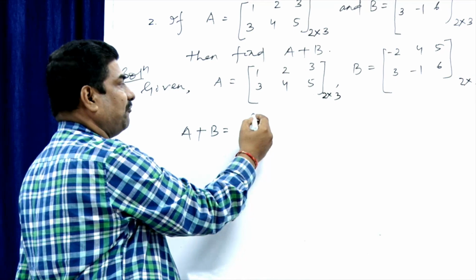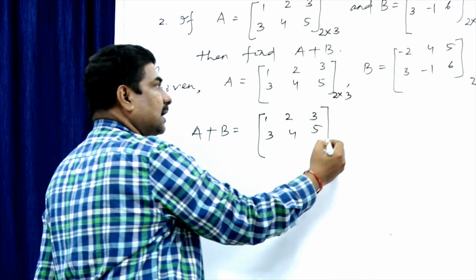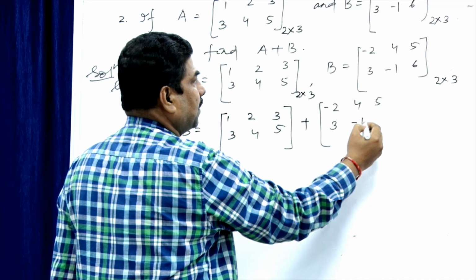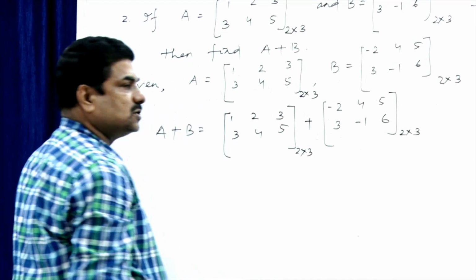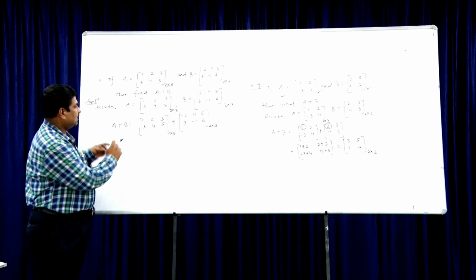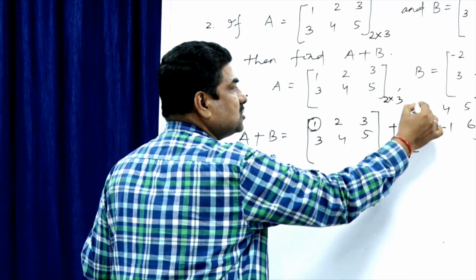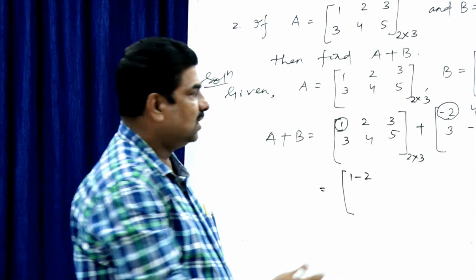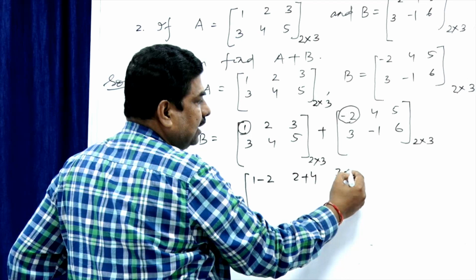So we have to find A plus B, that is [1 2 3; 3 4 5] plus [-2 4 5; 3 -1 6]. This is 2 by 3 and this is also 2 by 3, so we have to add these two. That means we have to add the corresponding elements. Here 1 plus minus 2 is equal to minus 1. Then the second element is 2 plus 4, and the third is 3 plus 5.